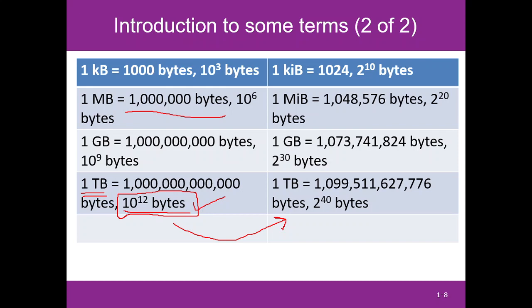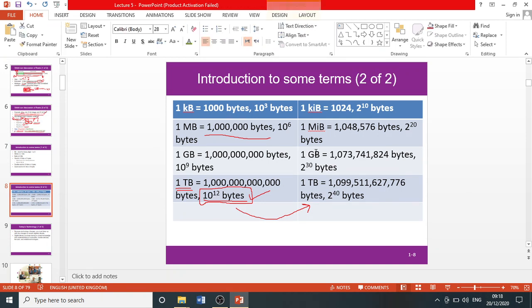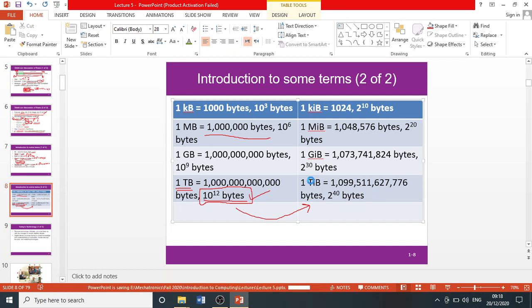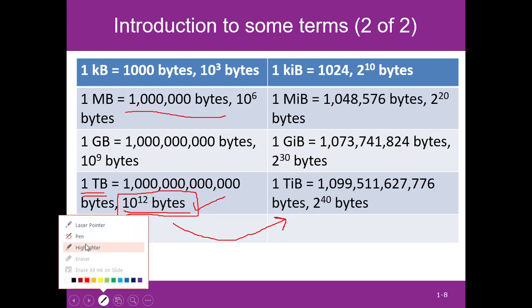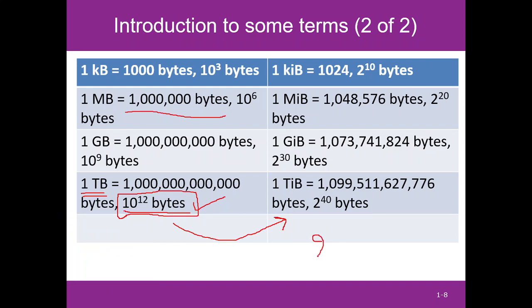Now, when you install this hard drive in your computer and your operating system detects it, your computer does not show you that it is a 1 terabyte hard drive. The computer perhaps gives you the size of the hard drive as around 940 gigabytes.